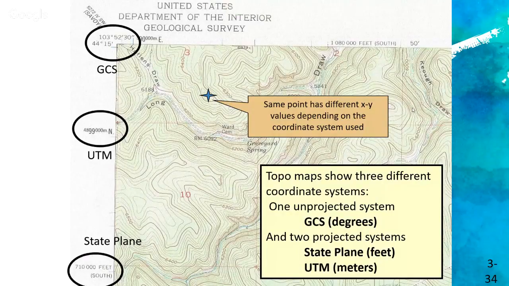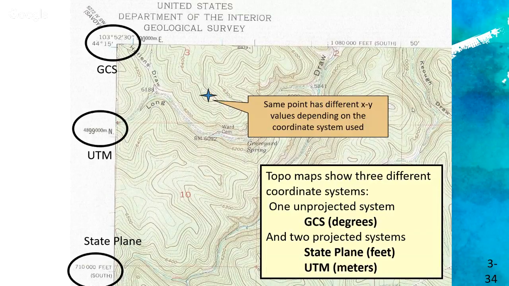So this is a standard 7.5 quad map from the United States Geological Survey, USGS. They're extremely common. They've been used since the 1800s. But as you can see here, there are 3 coordinate systems on this one map. This little blue star is the one point on the map. In the very top, we have latitude and longitude because it has degrees, and then minutes and seconds.